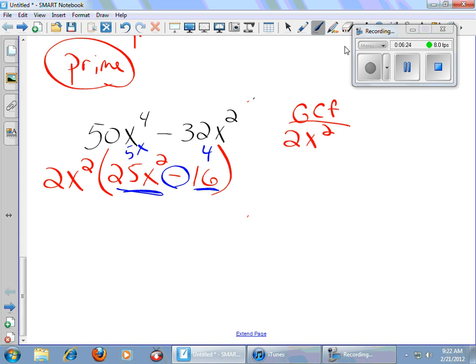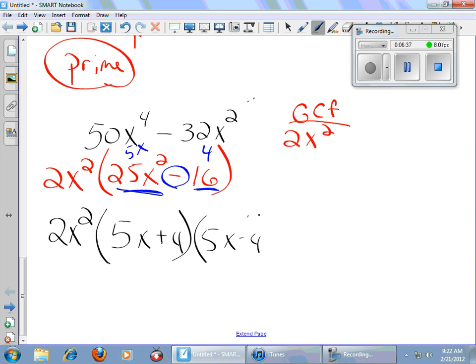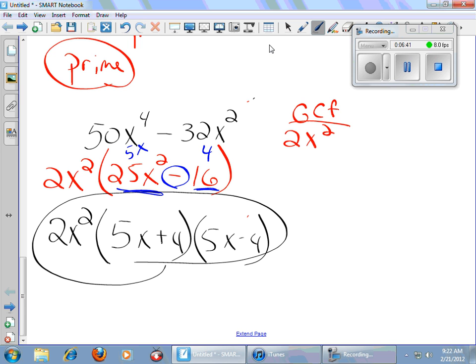Subtraction, ding, ding, ding. All right, this will factor as 2x squared, I can't lose the GCF that I pulled out, times the quantity of 5x plus 4, times the quantity of 5x minus 4. And there you go. You just factored by the GCF.